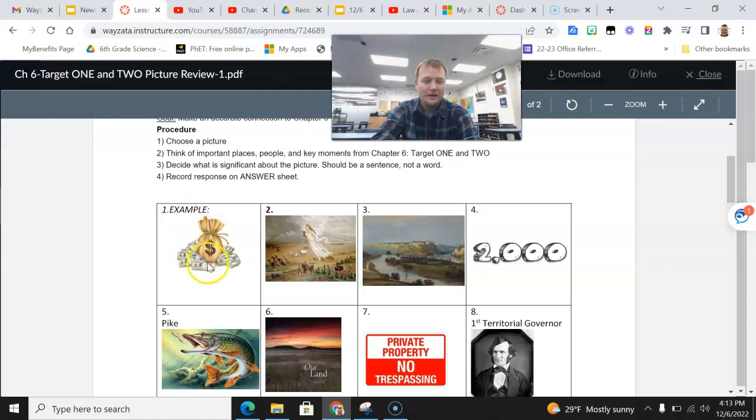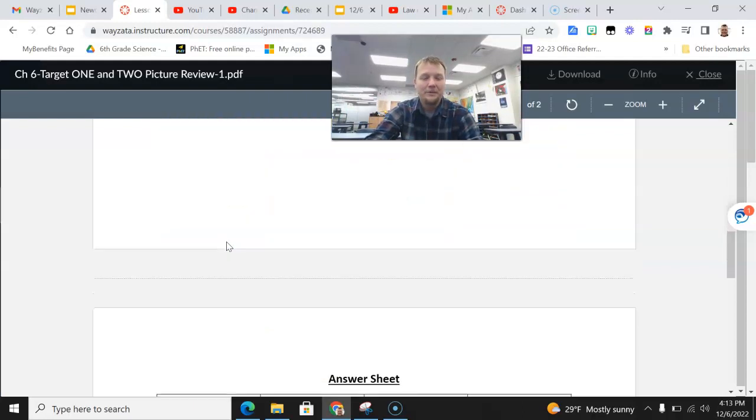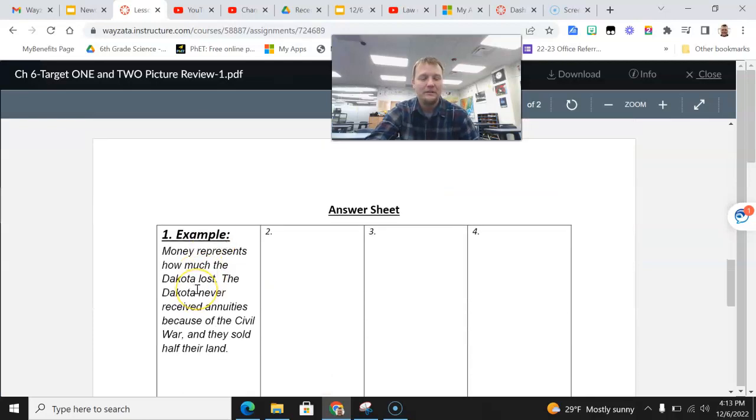Number one here is a picture of a money bag and some cash around it. As you reflect on how that relates to what we've been talking about in class with land changing hands, you'd go down here and write a short sentence explaining your thinking about that picture. It says, money represents how much the Dakota lost. The Dakota never received annuities because of the Civil War, and they sold half their land. So you're just writing your answer.